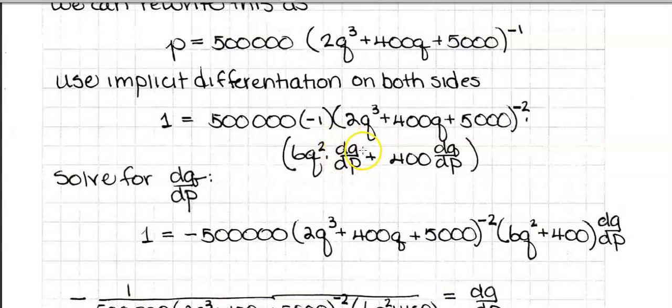Here's the second term. It also has a Q in it. The derivative of the outside function 400Q is 400. The derivative of the interior function Q is dq dp. And of course the 5,000 gives us a 0. All of this on the right hand side is multiplied together.